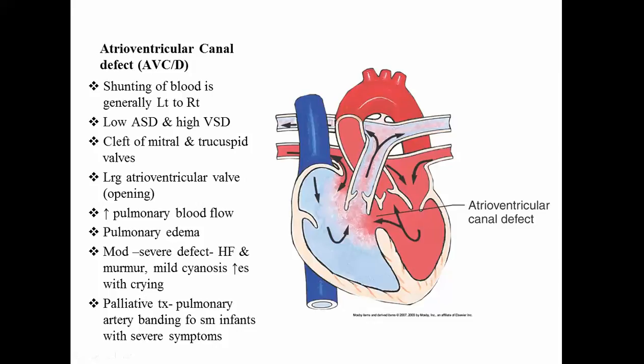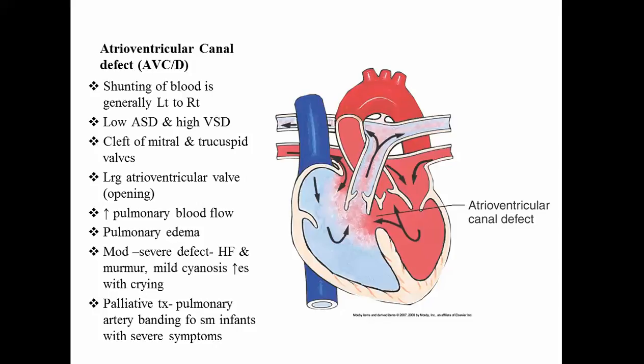So the clinical manifestations are always going to be related to the increased pulmonary blood flow through the lungs, which results in pulmonary edema. The symptoms are caused by the increased pulmonary blood flow. So you're going to have moderate to severe heart failure, and you're going to hear a murmur.